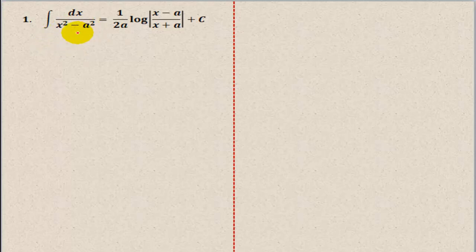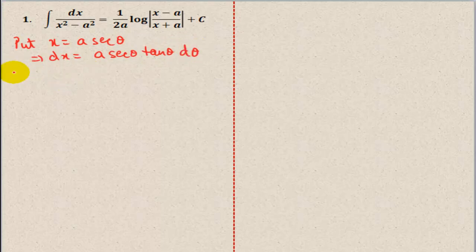So using one of the trigonometric identities which you have learnt in your previous grades, let us try to simplify it. Suppose we put x is equal to a sec theta. Then dx will become a, and the derivative of sec theta will be sec theta tan theta, and that of theta will be d theta. So let us make this substitution on the left hand side and see what our integral is.